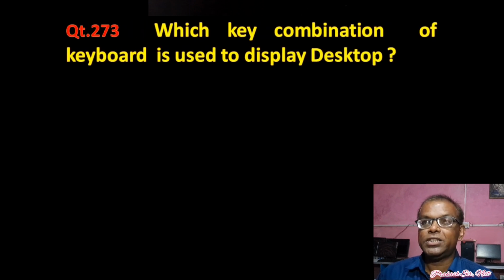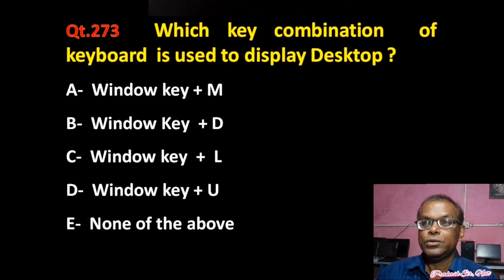Question number 273 is, which key combination of a keyboard is used to display desktop? The alternatives are window key plus M, window key plus D, window key plus L, window key plus U, none of the above.